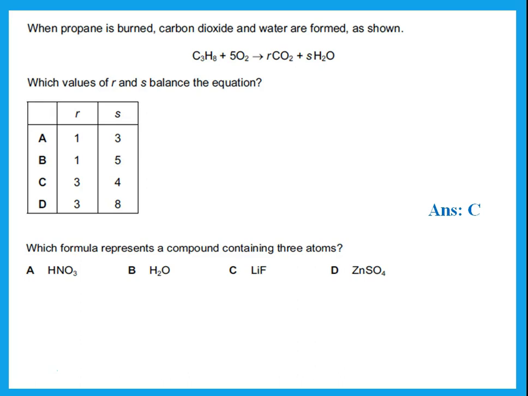Okay, which formula represents a compound containing 3 atoms? Remember that this is total 3 atoms, not 3 types of atoms. Sometimes he asks 3 types of atoms or 3 atoms. Here he wants something that has a total of 3 atoms. So obviously, which one has a total of 3 atoms? H2O, 2 hydrogens and 1 oxygen.